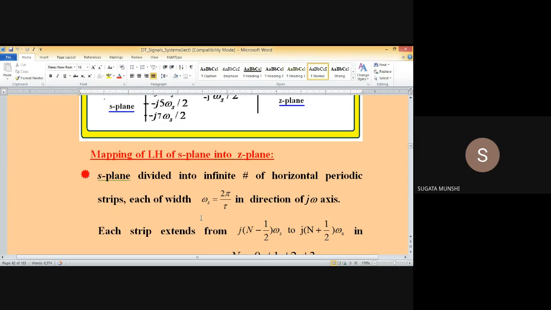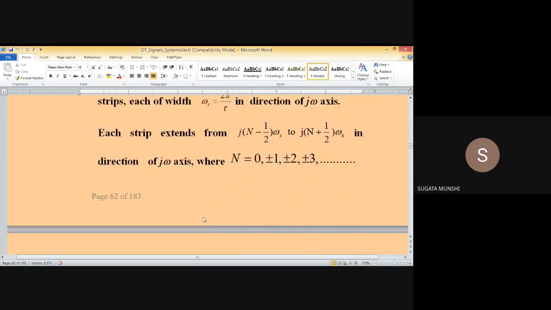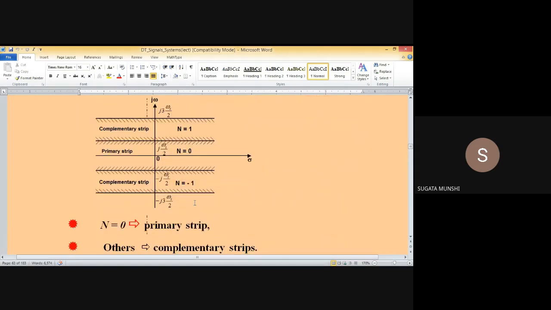That means for n equal to 1, where will it extend from? For n equal to 1, the strip extends from minus j omega s by 2 to plus j omega s by 2. Let me just show it. So that is the figure.